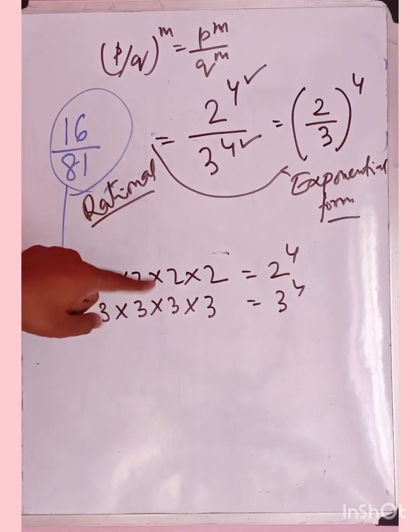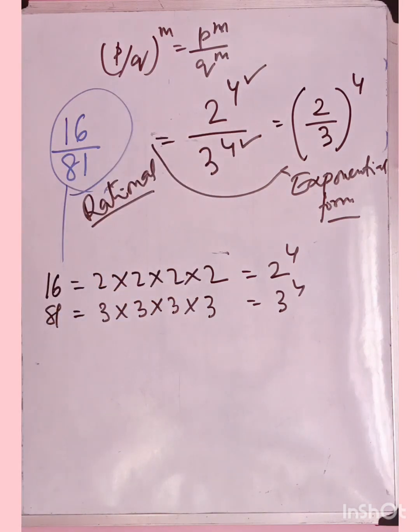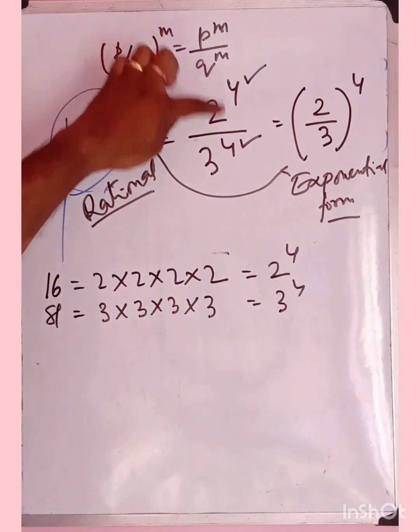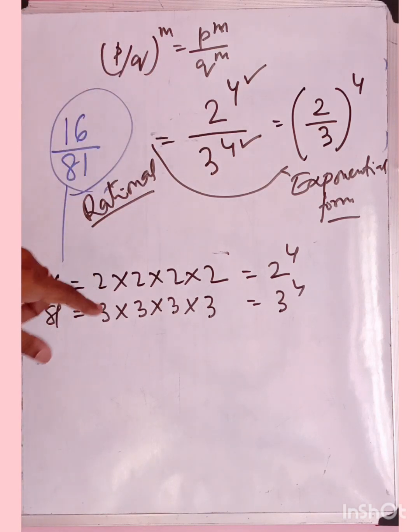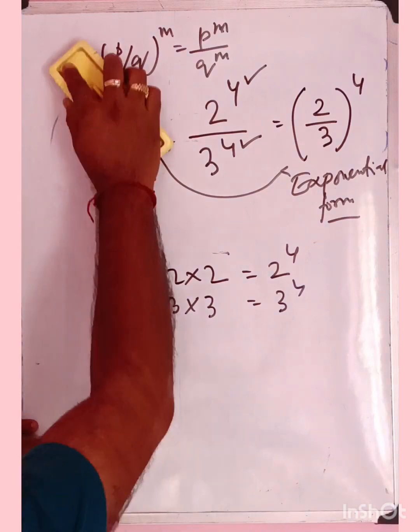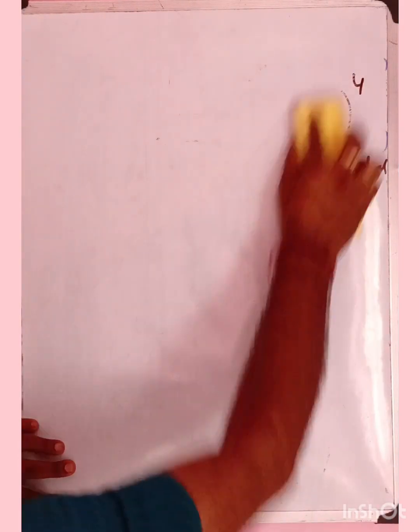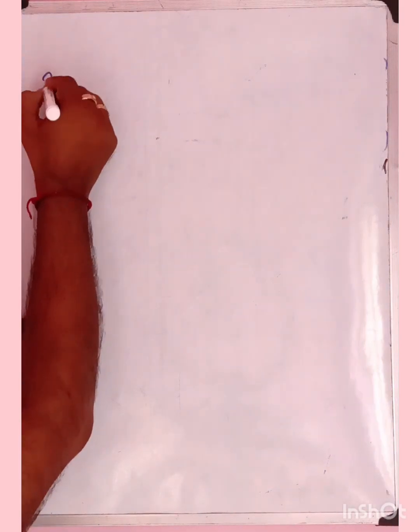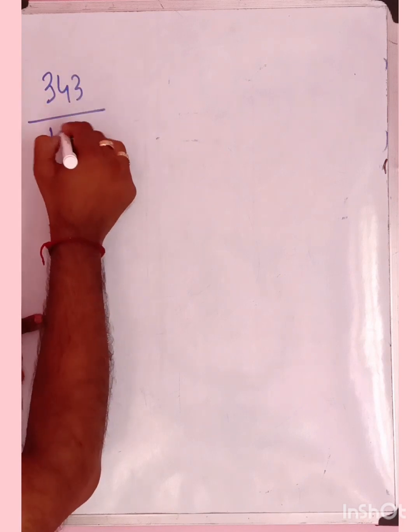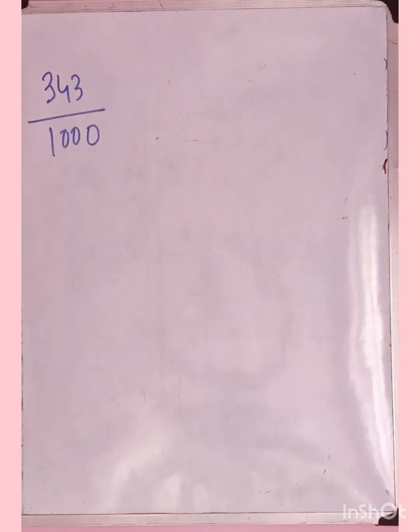The question can also be reversed. You can be given an exponent form and be asked to convert it to rational form. Okay. So if you get the same power in both the numerator and denominator, it is easier. But sometimes you may not get the same power after your factorization. For example, say 343 by 1000.